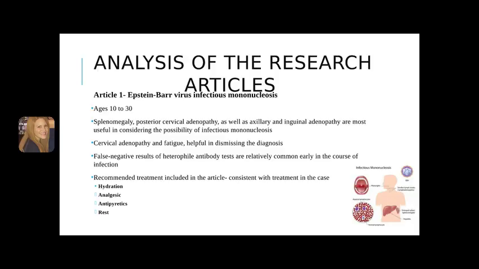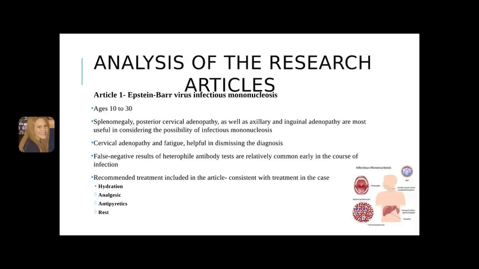This article, presented by the American Family Physician Journal, points out the importance of assessing for infectious mononucleosis in patients between the ages of 10 and 30 who present with symptoms such as sore throat, tonsillar enlargement, marked adenopathy, particularly of the inguinal and cervical areas, and also atypical lymphocytosis of at least 20%.